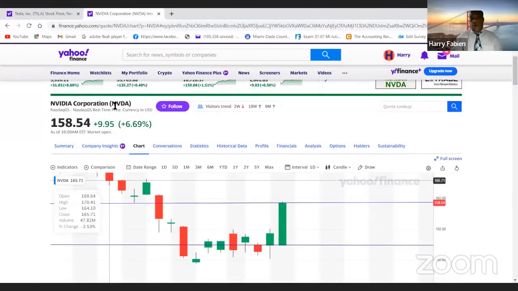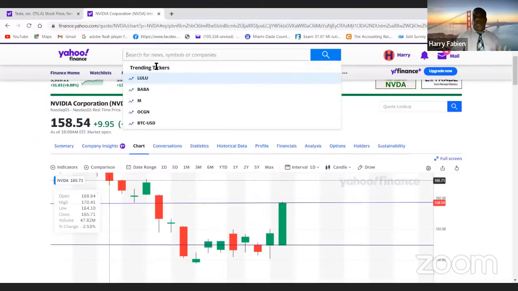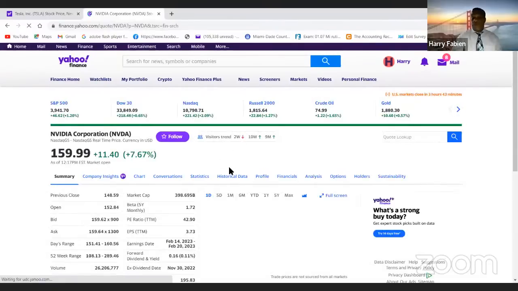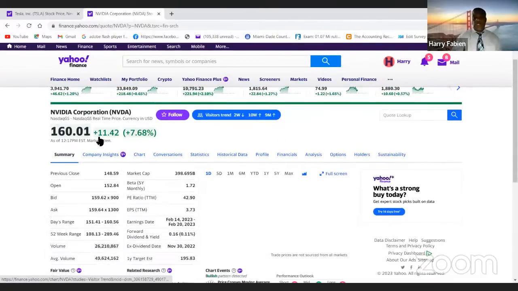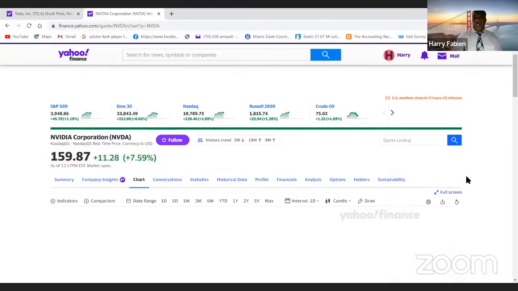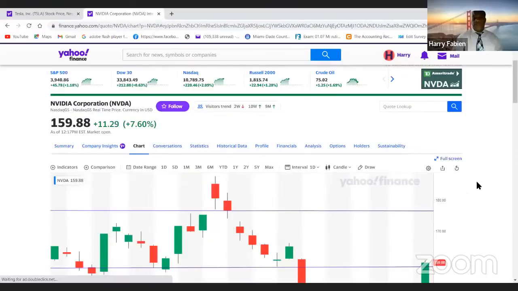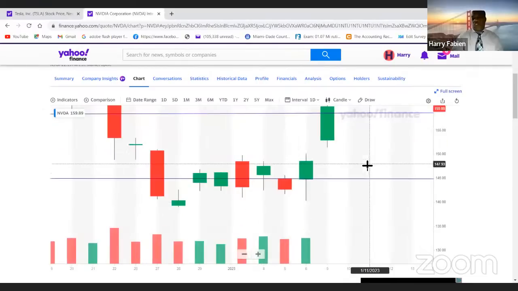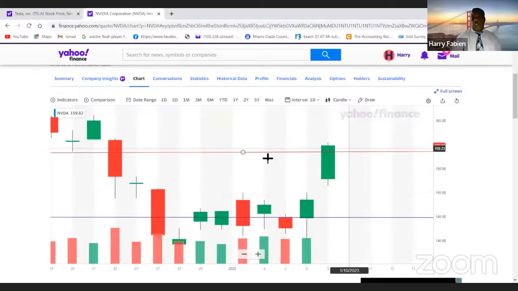You can do your practice on Yahoo Finance. You go to Yahoo Finance, you type NVIDIA. Once you type it here, it's already there. NVDA. And then you click. 159. That's it. And now, see, click on the chart. You can do some practice here like that. If you don't have any software or anything, you can go to Yahoo and use the Yahoo chart.